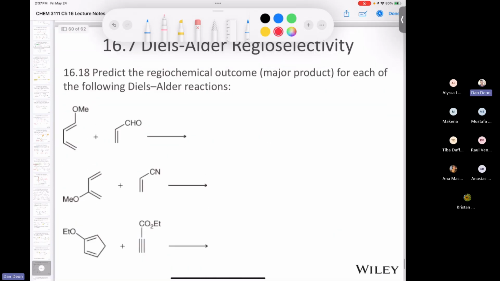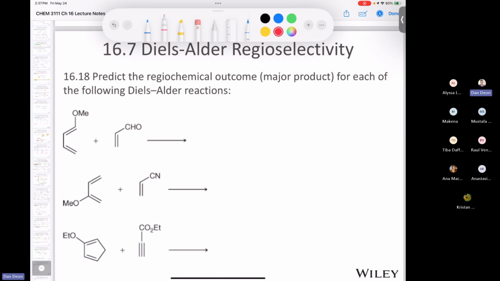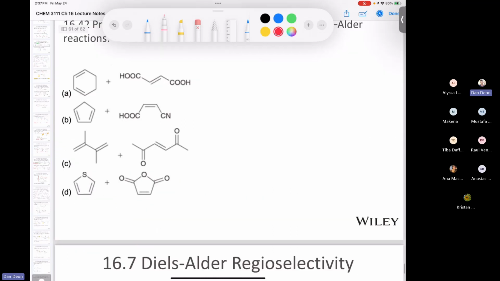So with that in mind, now we've got some examples where we have 3 unsymmetrical dienes, and then we've got 3 unsymmetrical dienophiles. So I'm going to walk through it with you. And again, there are more practice problems in the textbook that I expect you to give a shot, okay? It will take you a minute to go through them.